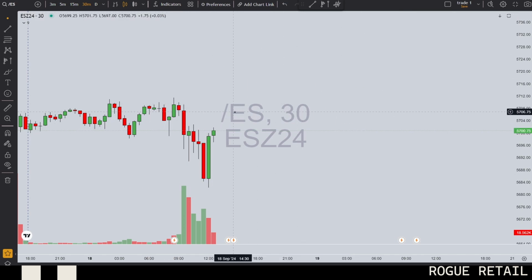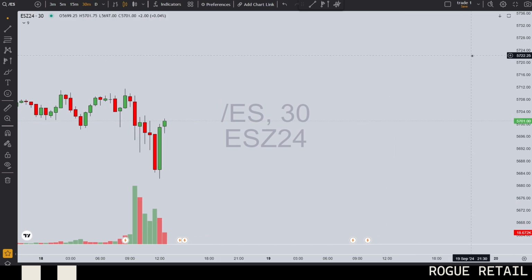The rest of it is pretty much preference. That's up to you. On the side here, we're going to have our price. So right now on the S&P futures contract, it is trading at 5,701.